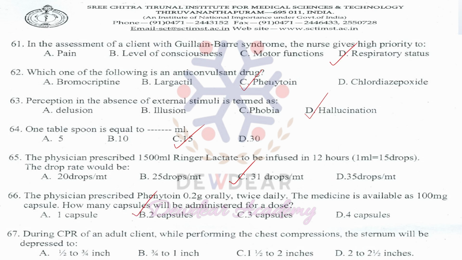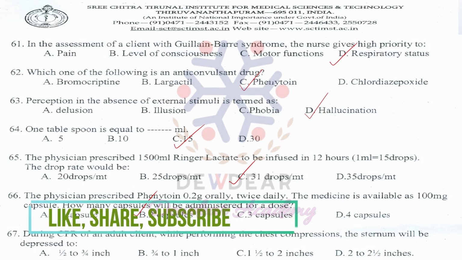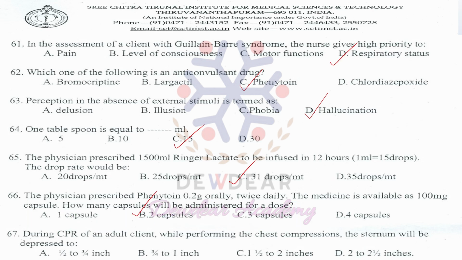Then question number 67. During CPR of an adult client, while performing chest compressions, the sternum will be depressed to: half to 3/4 inch, 3/4 to 1 inch, 1.5 to 2 inches, or 2 to 2.5 inches. The correct answer is option C, 1.5 to 2 inches for adult clients.